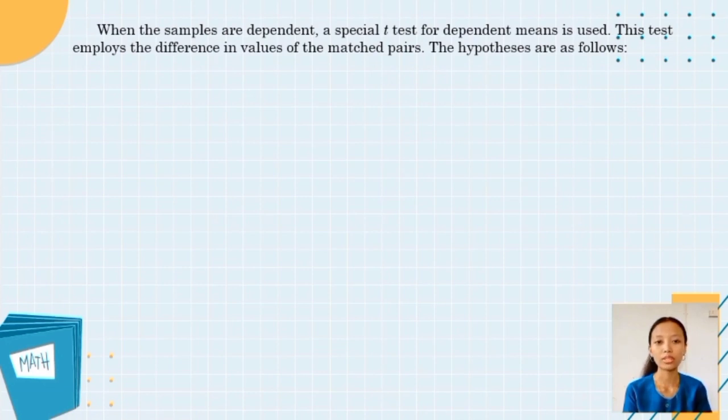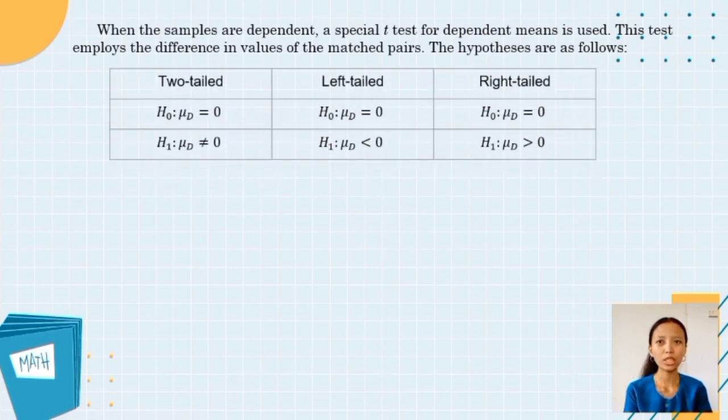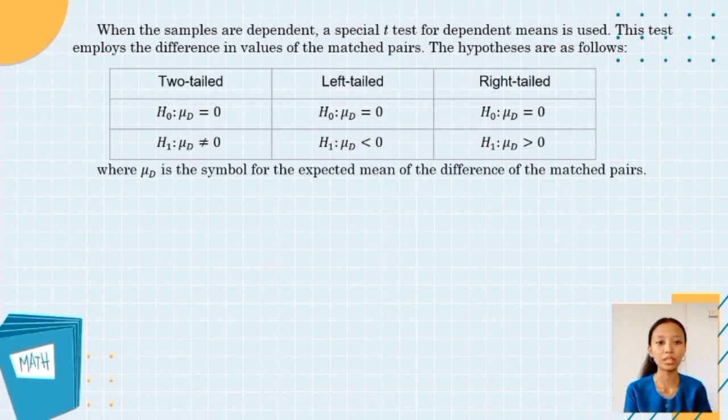This test employs the difference in values of the matched pairs. We use the symbol mu sub d, and we assume that mu sub d equals 0. The usual pairings of hypotheses are as follows: H0: mu sub d equals 0 and H1: mu sub d not equal to 0; H0: mu sub d equals 0 and H1: mu sub d less than 0; and H0: mu sub d equals 0 and H1: mu sub d greater than 0, where mu sub d is the symbol for the expected mean of the difference of the matched pairs.